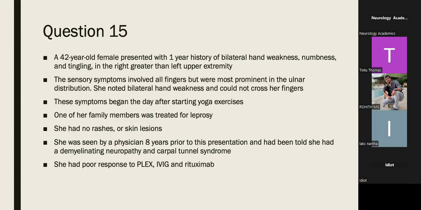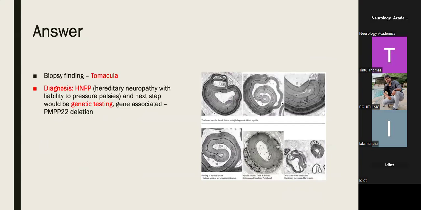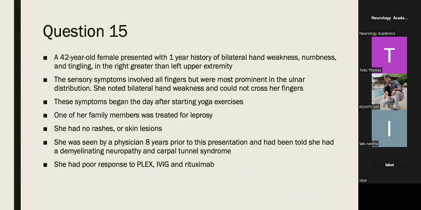The next question was of a 42-year-old female who presented with a 1 year history of bilateral hand weakness, numbness, and tingling, with a family history of leprosy. Later she was treated for many years as demyelinating neuropathy, but with a poor response. Later on, they did a biopsy which showed this finding. The answer to this biopsy finding was tomaculae, and diagnosis confirmation would be by genetic testing. The diagnosis would be HNPP.